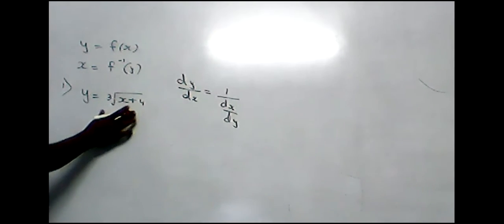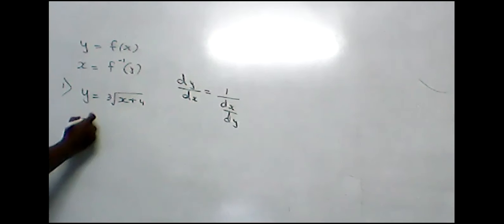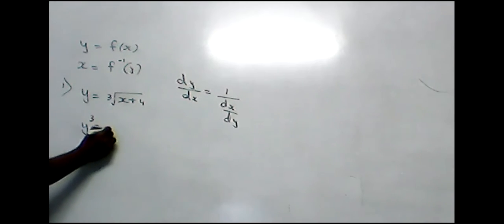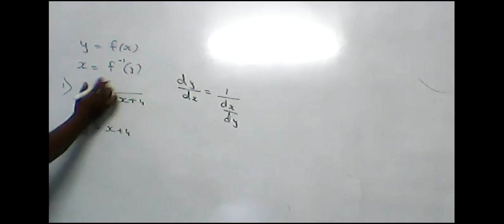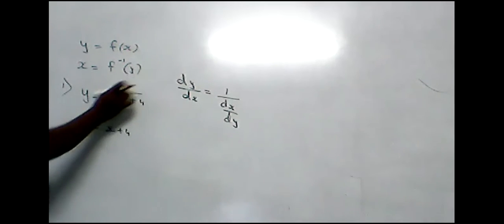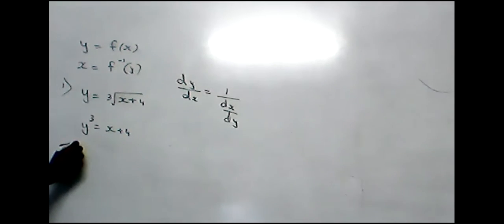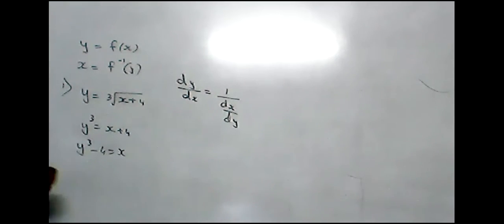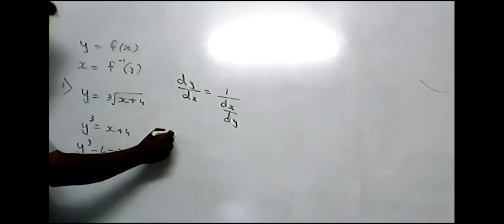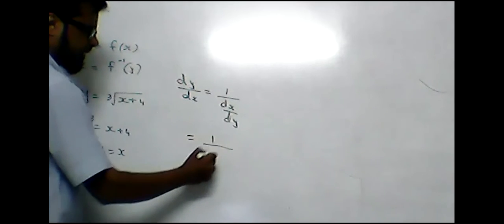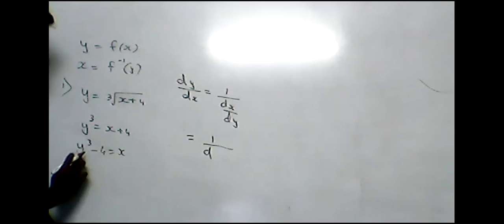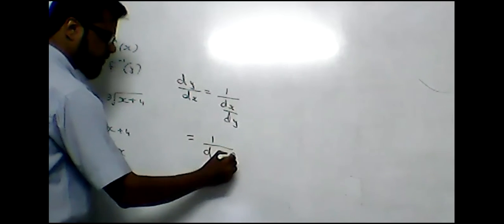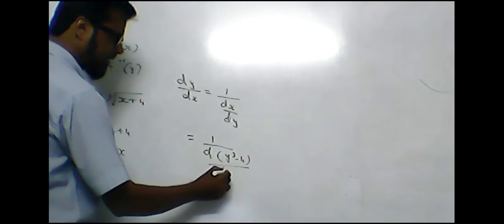Let's cube both sides, just as you square, we will cube. This gives you y cube is equal to x plus 4. We cubed both sides, and the cube and cube root cancel, so you will have this. So y cube minus 4 is equal to x. Now the reciprocal of this, that means dy by dx will be, using this formula, 1 upon dx, where x is y cube minus 4, upon dy.